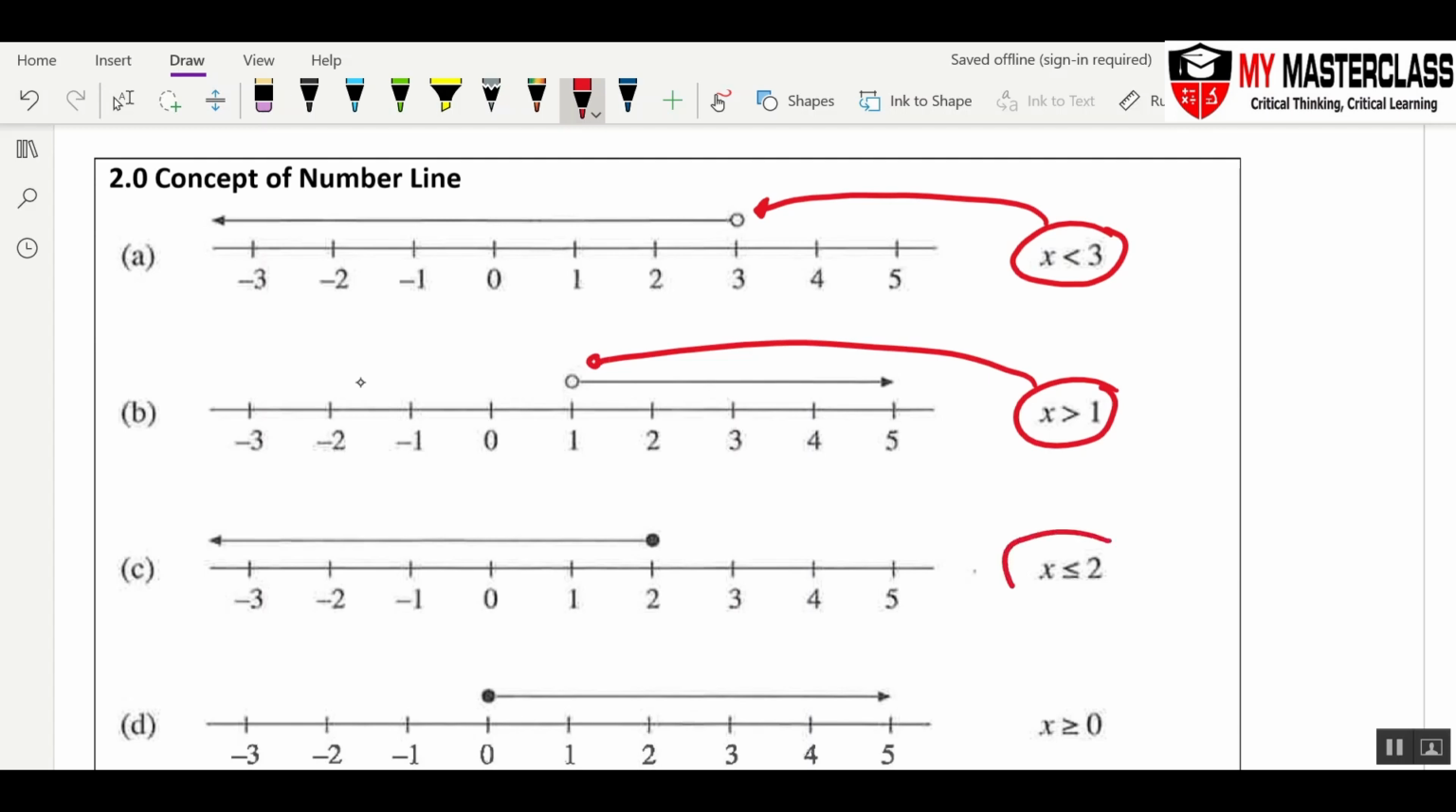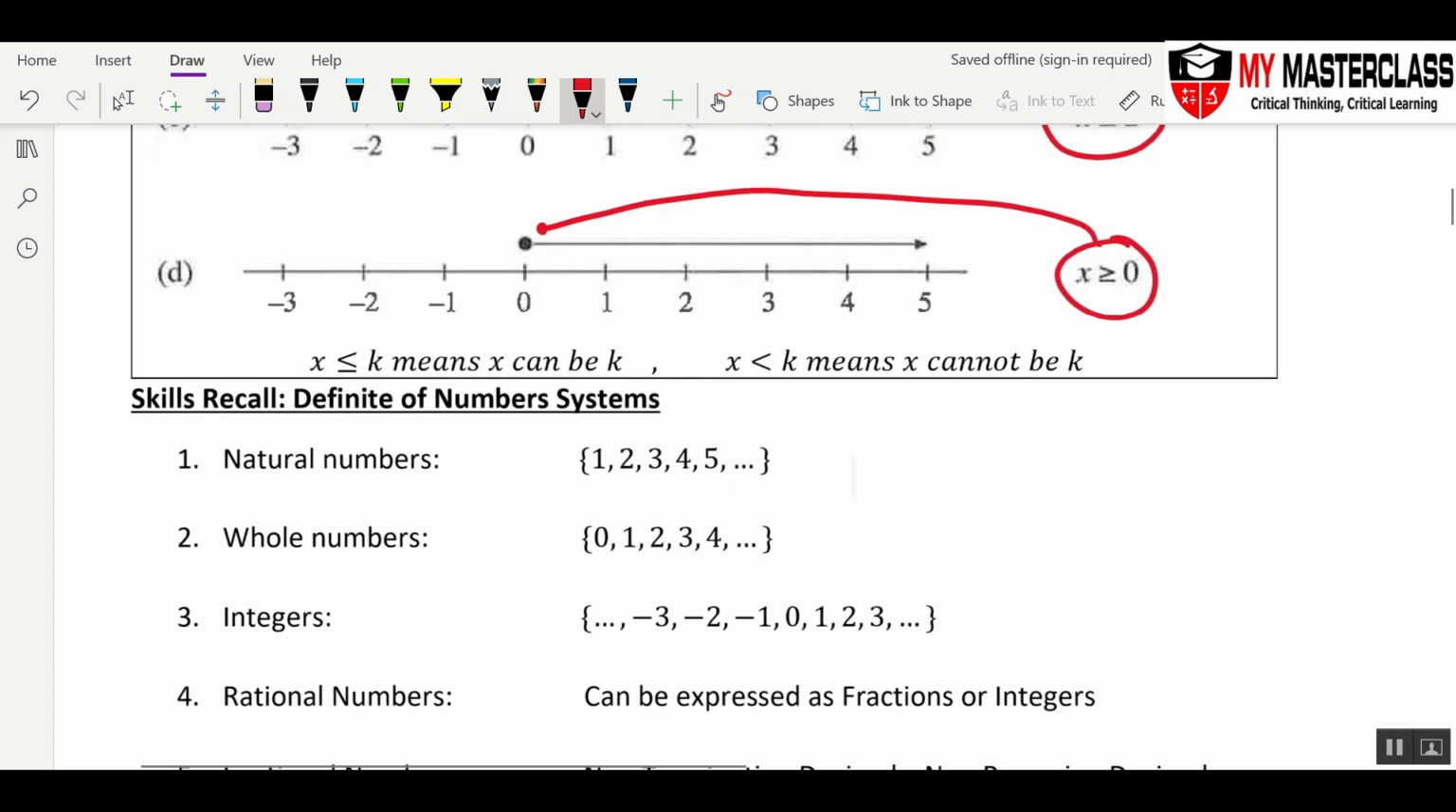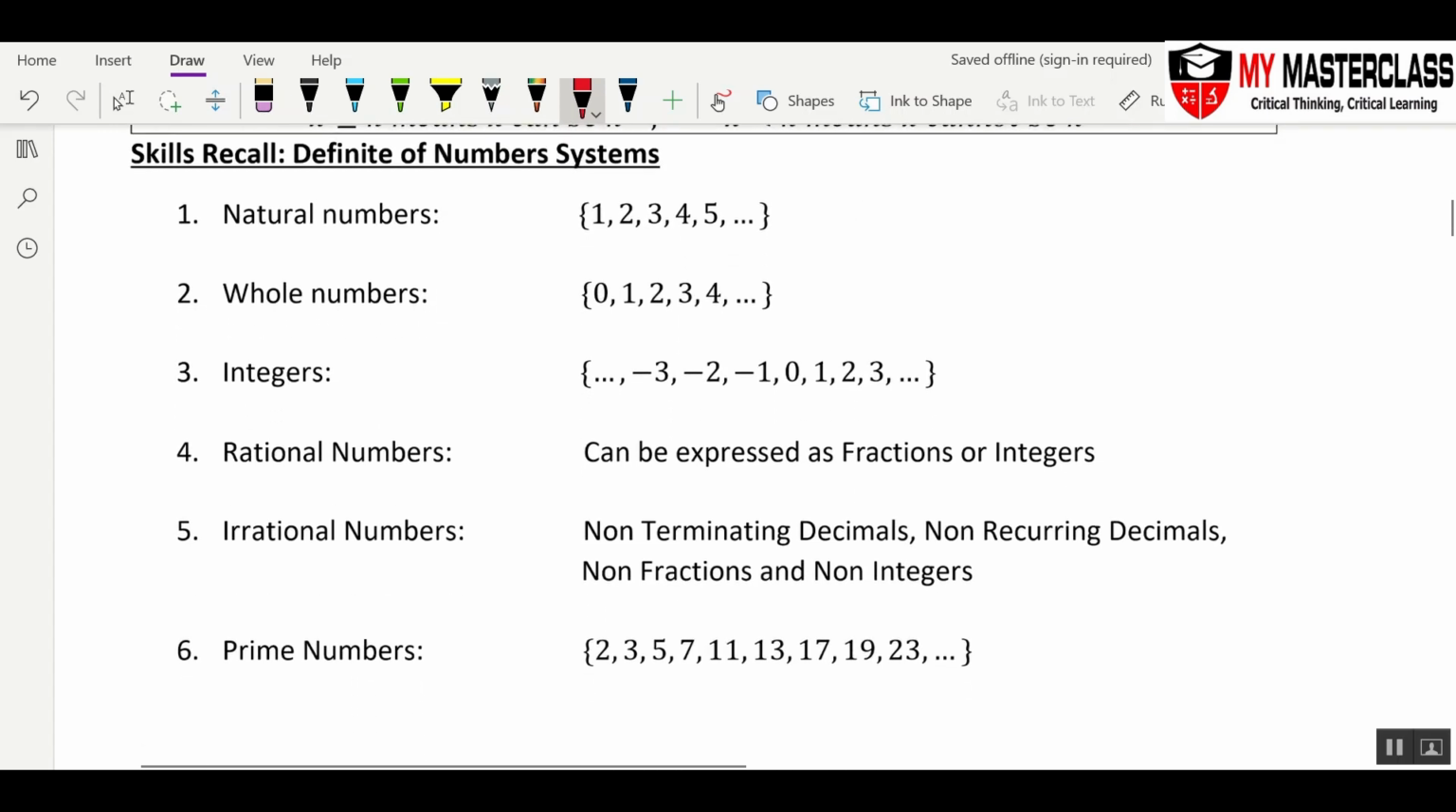If x is less than but equals to 2, this means that x can be equals to 2. So it is a shaded circle, it is going to the left side. If x is greater or equals to 0, again it is a shaded circle and it is going to the right side. Okay, some of the number systems you have to know before we proceed.